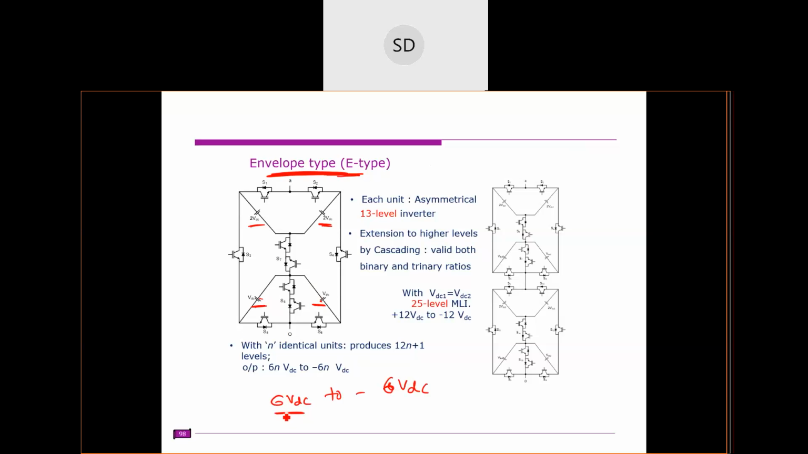So can anyone answer, how to get 6 VDC and how to get minus 6 VDC? Which switches we need to turn on for 6 VDC and minus 6 VDC? Sir, for 6 VDC, S1 and S4, and it is not visible, S5 I think.